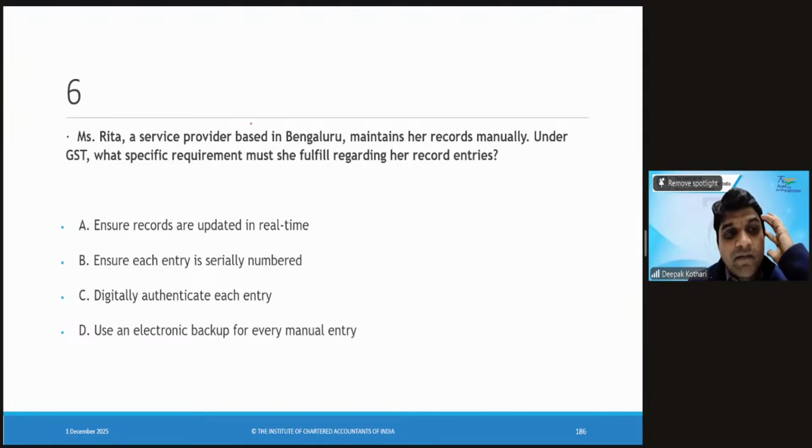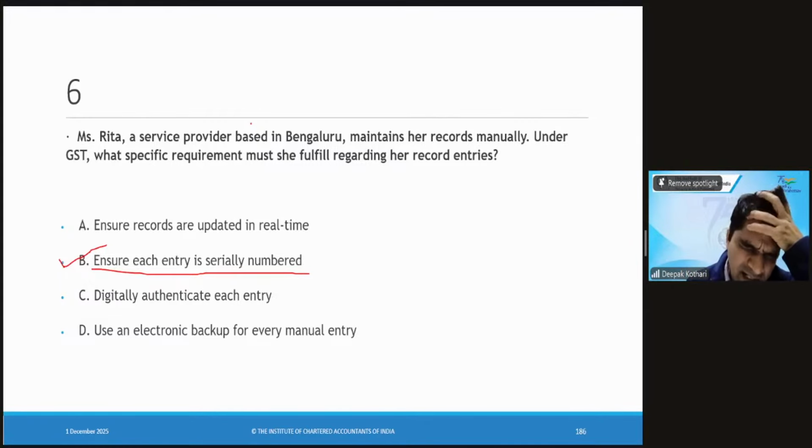When the records are maintained manually, they should ensure that each entry is serially numbered. Can't be cluttered, mixed like that. Manually also is permissible, permitted. Nothing like all the records have to be raised on the system itself. Unless you are crossing the limits for e-invoicing, then all your records have to be online itself. But otherwise, you just have to ensure that when your books of accounts are maintained manually, each entry is a serially numbered entry.